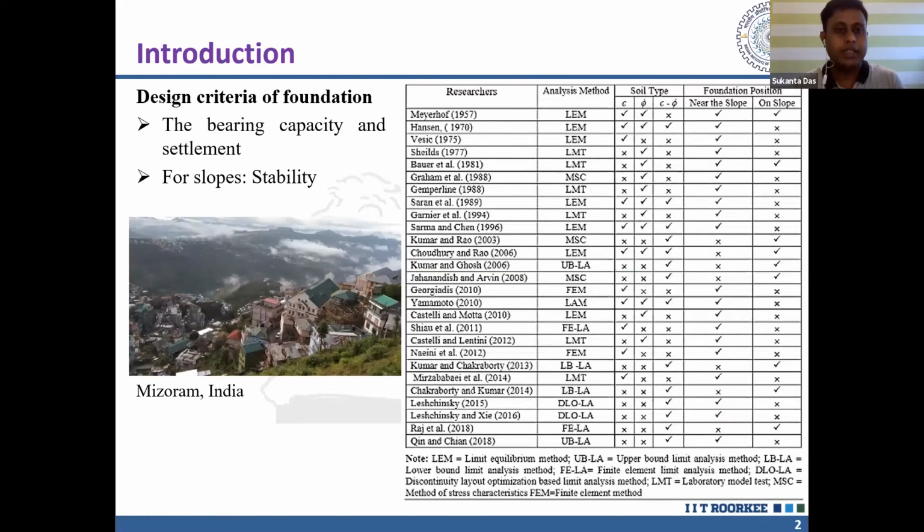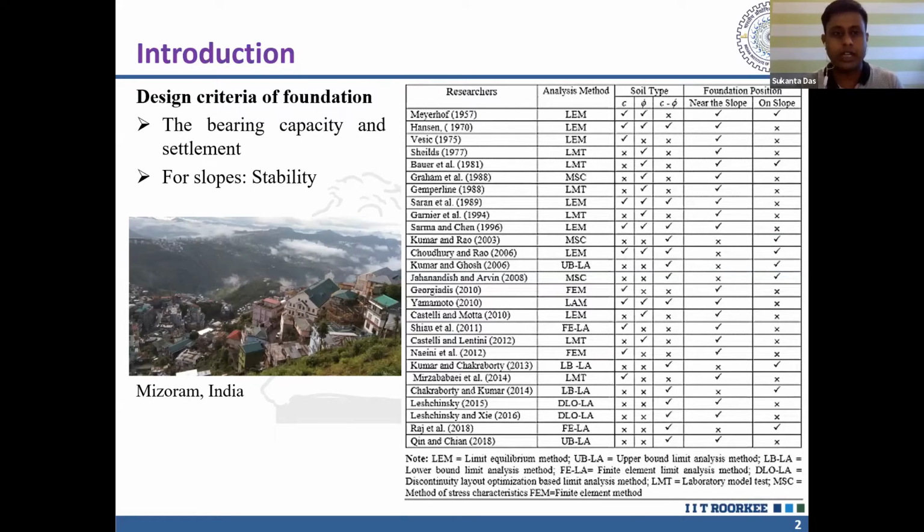Now, the research background, or introduction, on the design of foundations, whether situated on sloping ground or flat horizontal ground. For design criteria, the footing or any kind of foundation should be sufficient to sustain the loads coming from the superstructure. That means the load coming from the structure should be less than the ultimate bearing capacity, and the settlement of the foundation should be within the permissible limit.